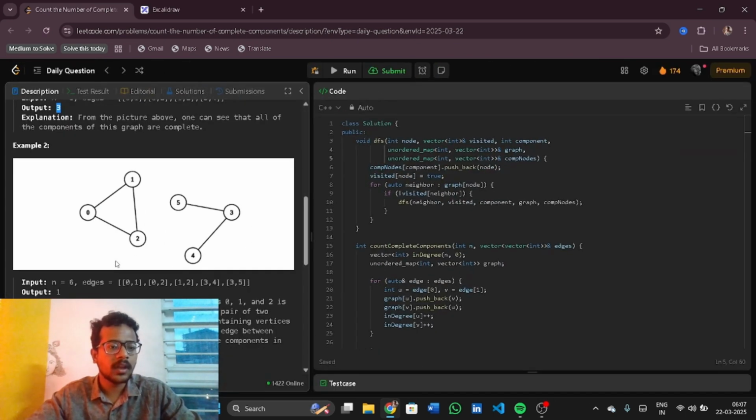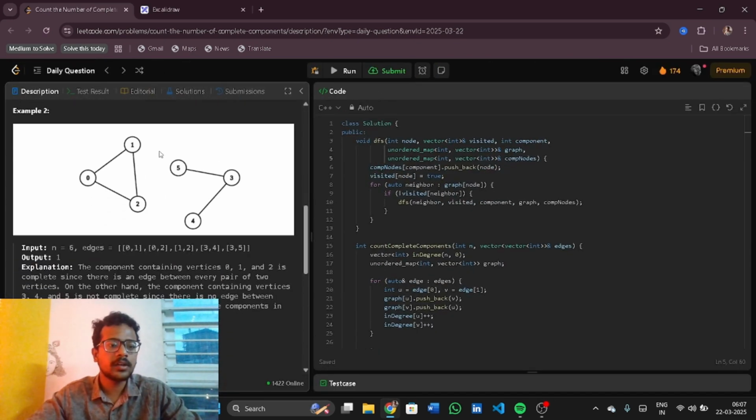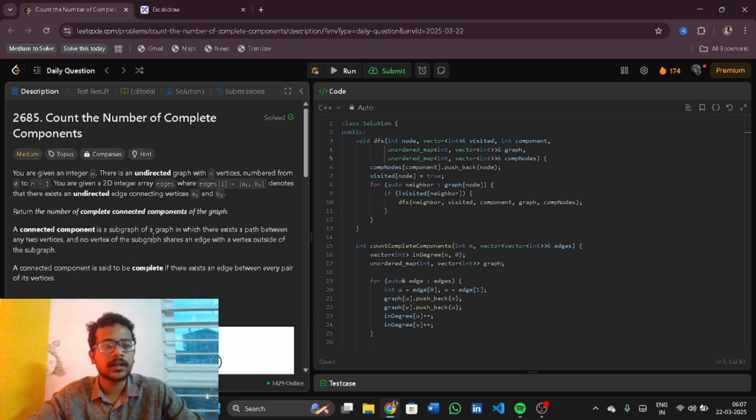But this would be the second example. Here 5 and 4 are not connected, so that vertex is not connected with all the other vertices in that component. So there is only one completely connected component, which is this one.